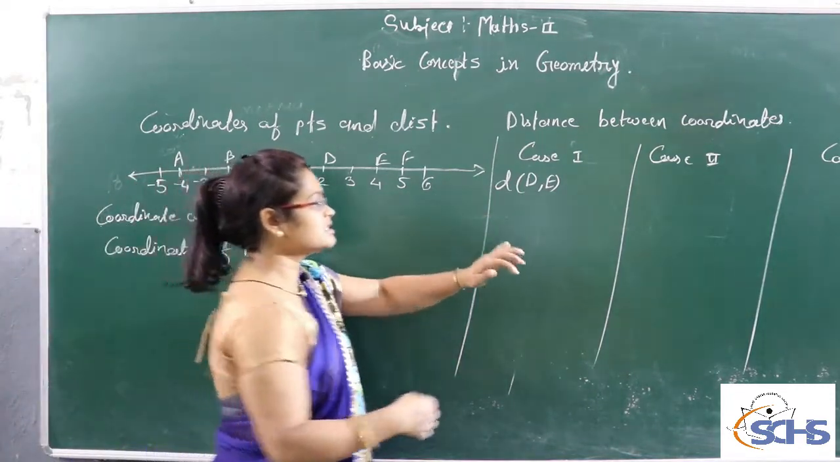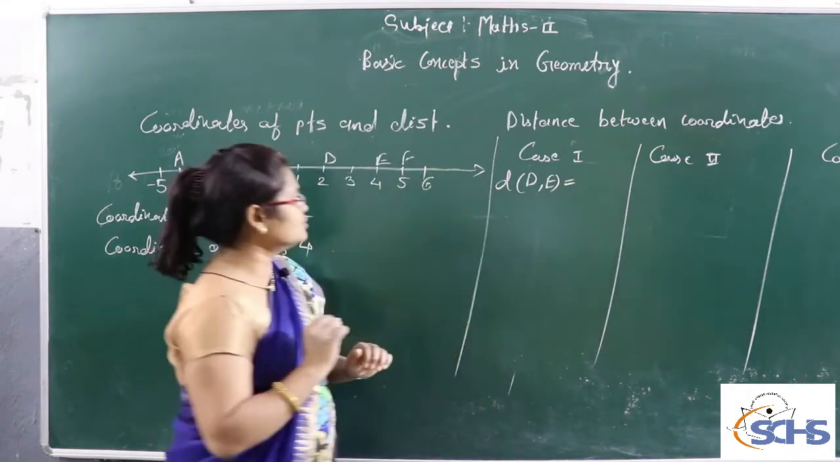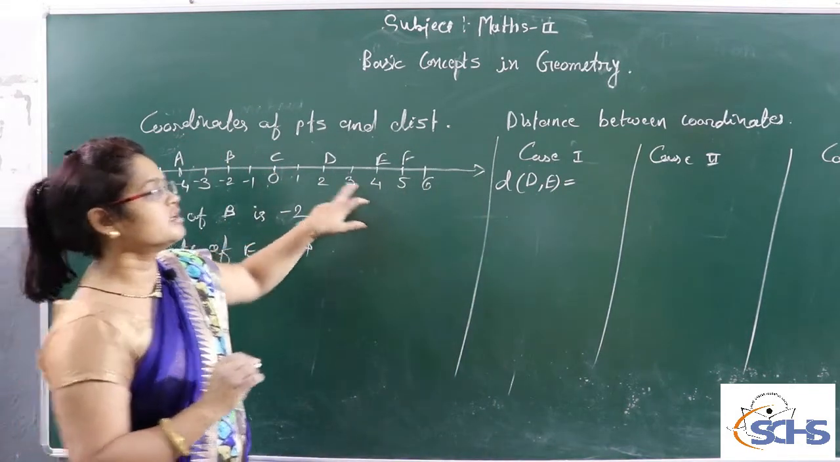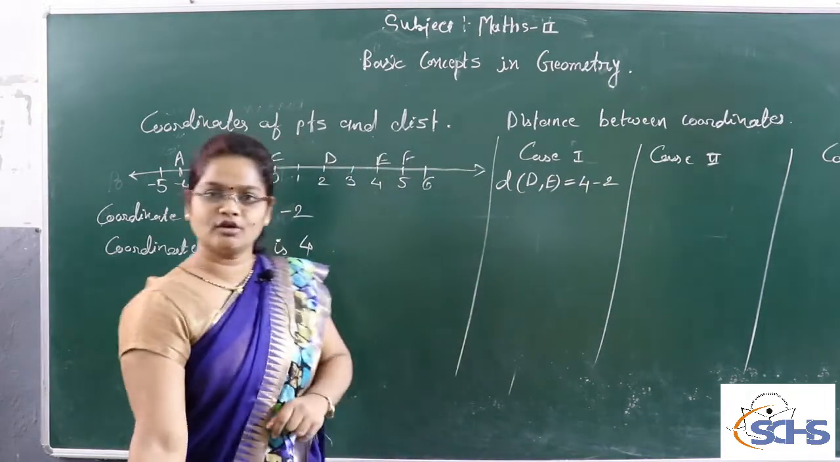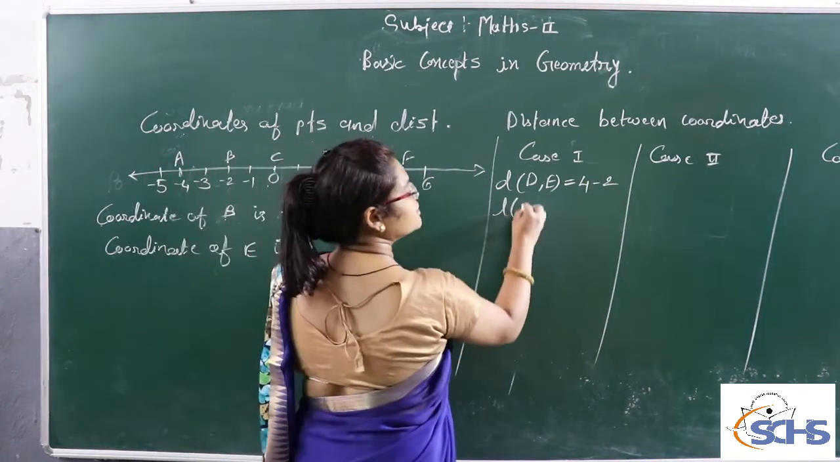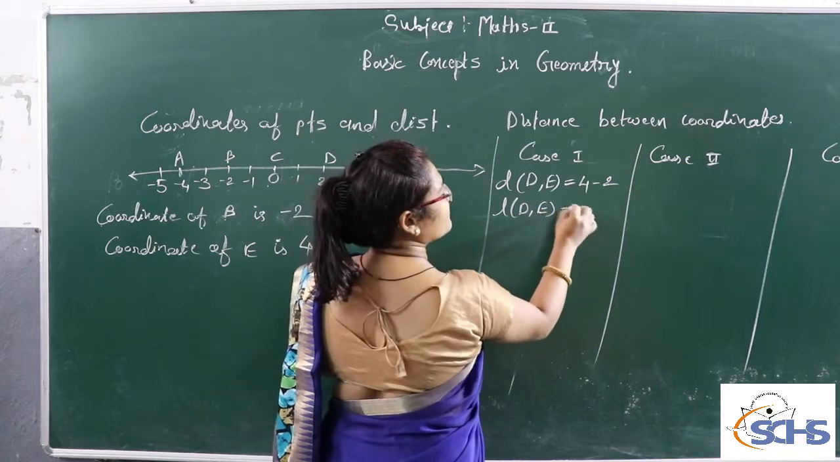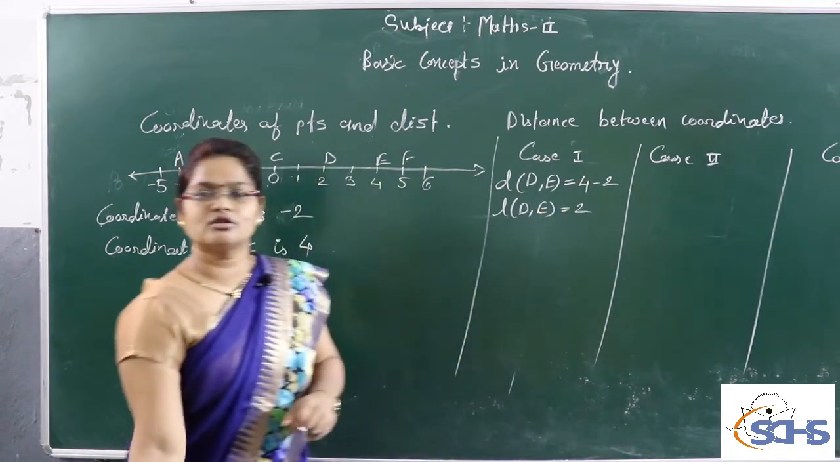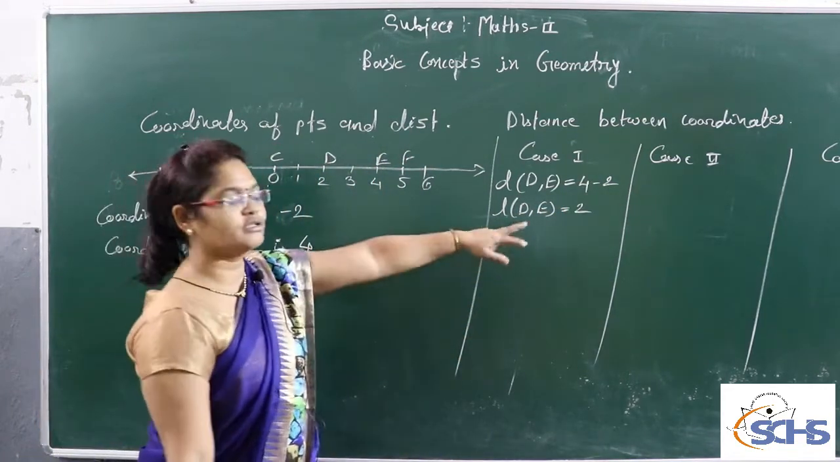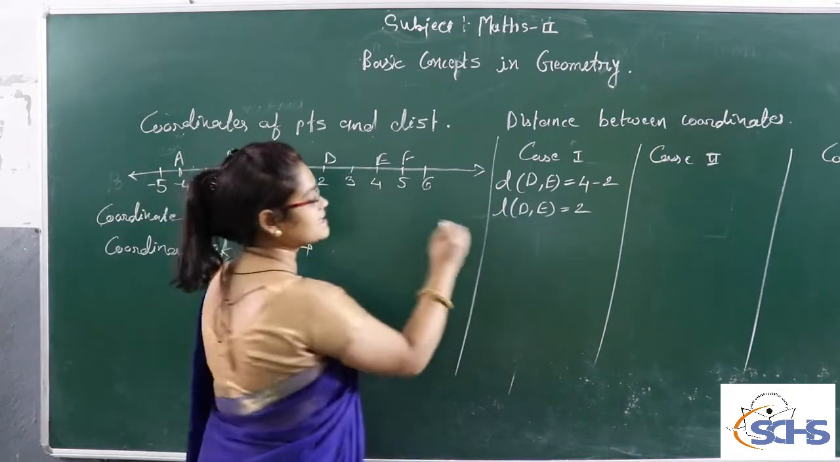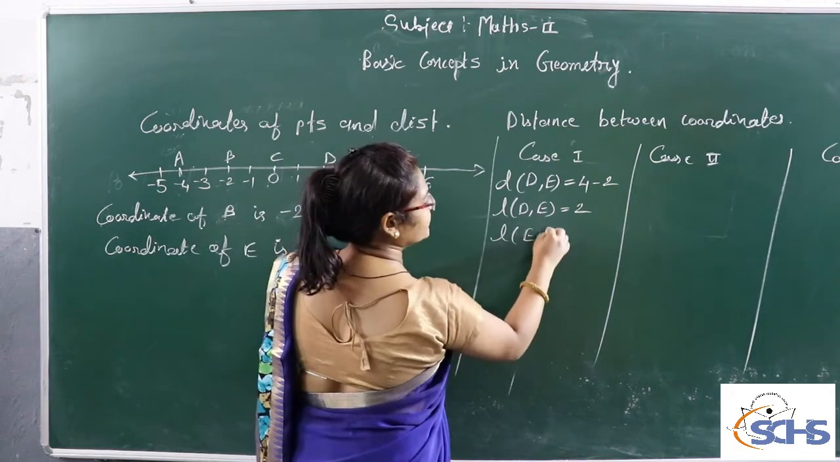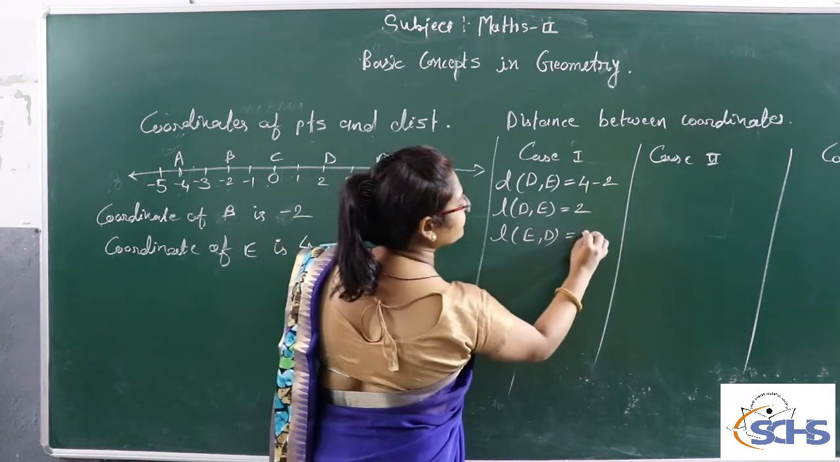So distance DE is equal to 4 minus 2. And 4 minus 2 is equal to what? 2. 4 minus 2 is equal to 2. This can also be written as length of ED.